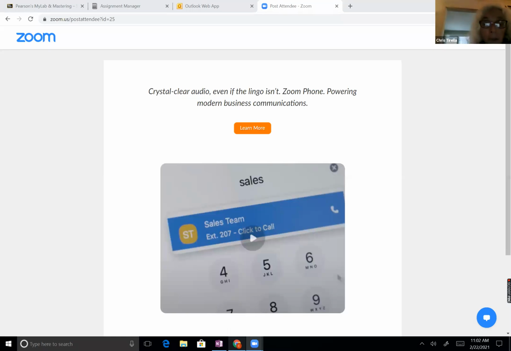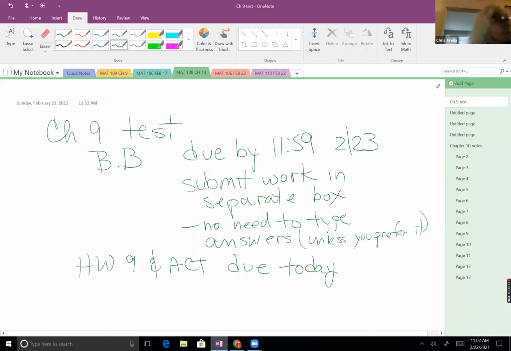Let's see. I want to start by sharing the notes. So the Chapter 9 test should be available after class today, and it's due before midnight tomorrow. The test is in Blackboard. You're going to submit your work. There's a separate Dropbox in Blackboard where you can submit your work when you're done with the test.